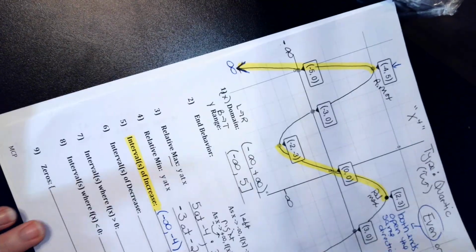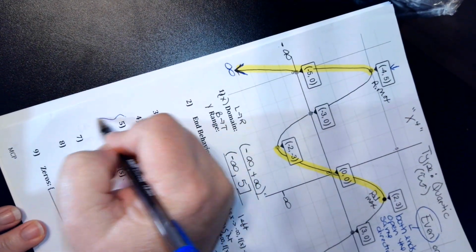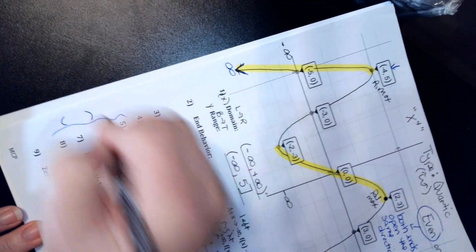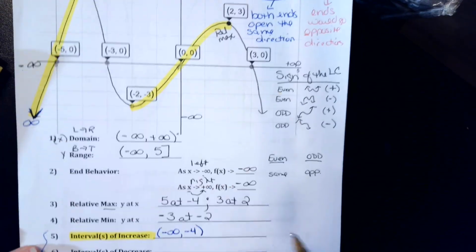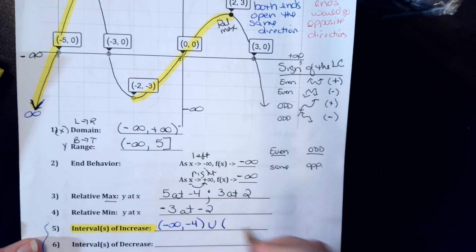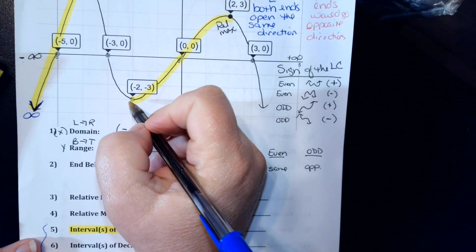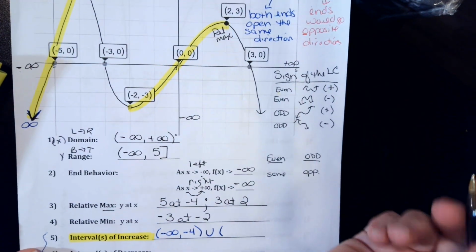Now, all of these right here are always going to be a pairing. They're never going to be a bracket. All your intervals are always a pairing. Since we have more than one interval of increase, we're going to union that with the second one. So this one is bounded. It has a beginning and an end, so that makes it really nice.